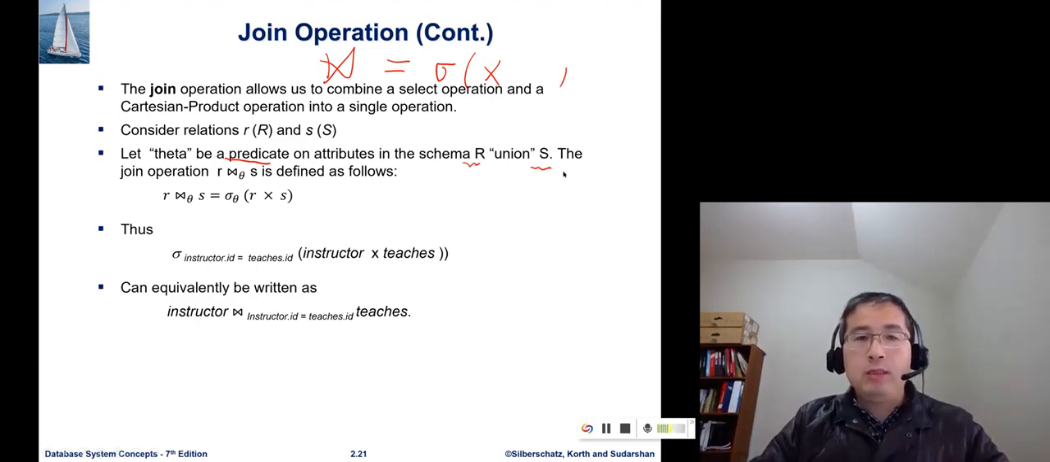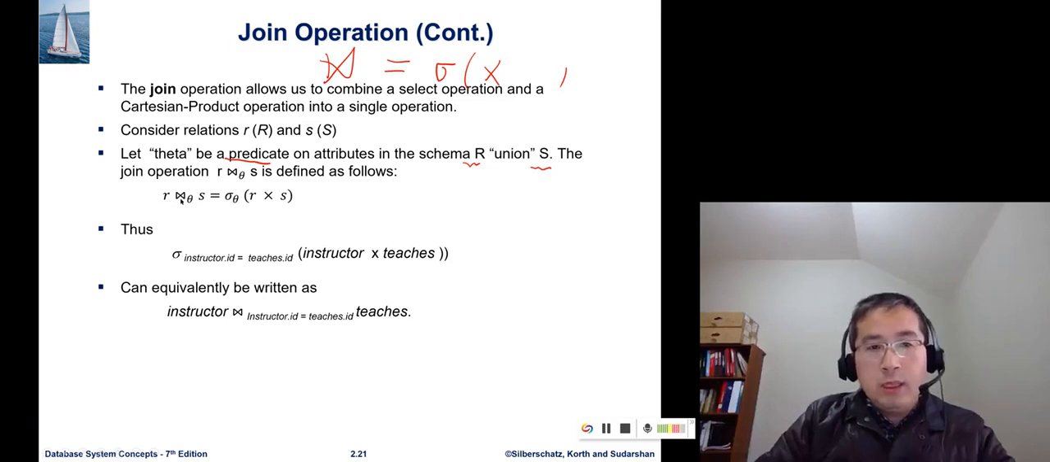So the join operation is defined as this. It's R natural join theta S, equal to sigma theta.